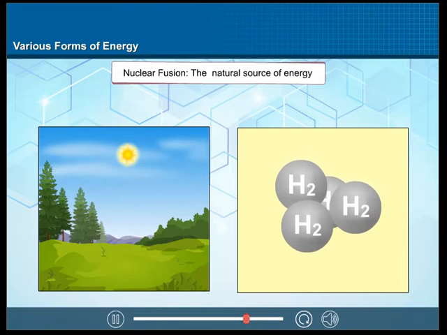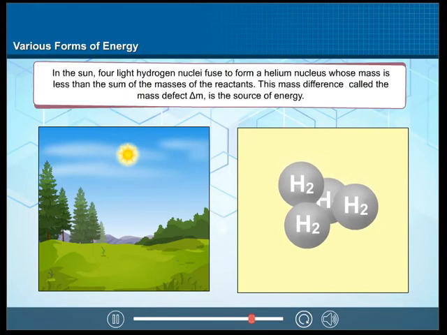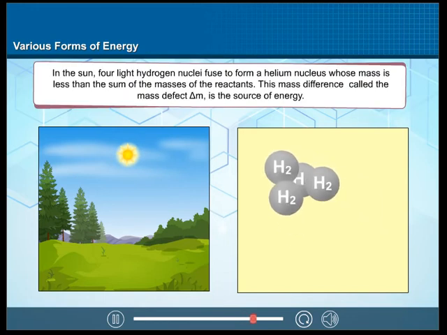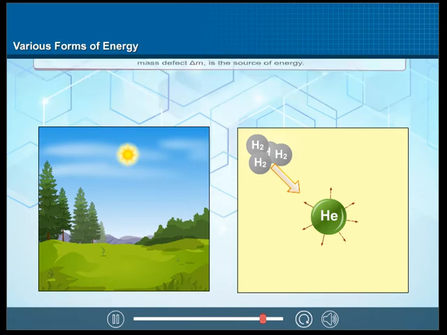Nuclear fusion, the natural source of energy. The Sun is an example of nuclear fusion. In the Sun, 4 light hydrogen nuclei fuse to form a helium nucleus whose mass is less than the sum of the masses of the reactants. This mass difference, called the mass defect ΔM, is the source of energy.